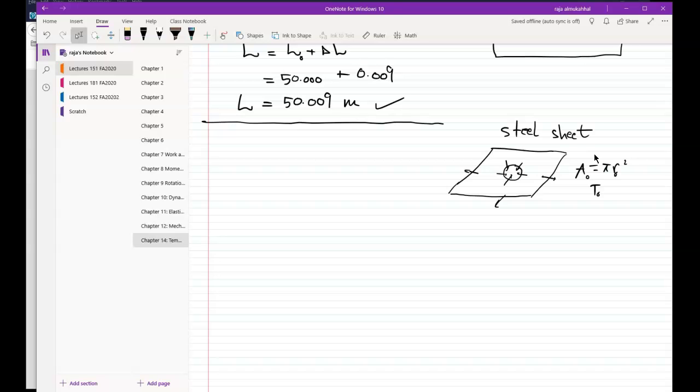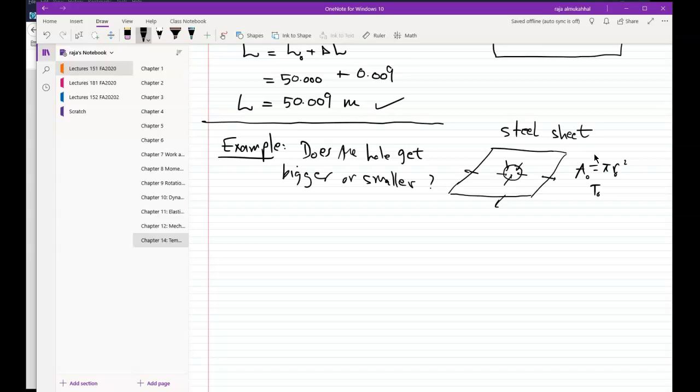But anyway, this is basically the example that I want to work on. It's not in the book. This is from my own notes. So the question is, does the hole get bigger or smaller? All right. Before I do this problem, let's go back to the formula that I have just covered.